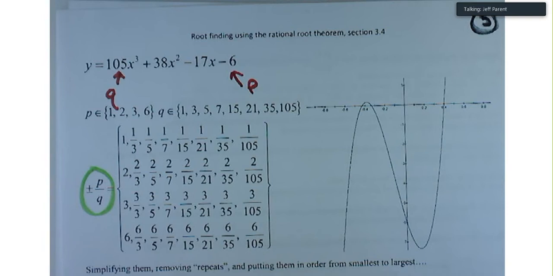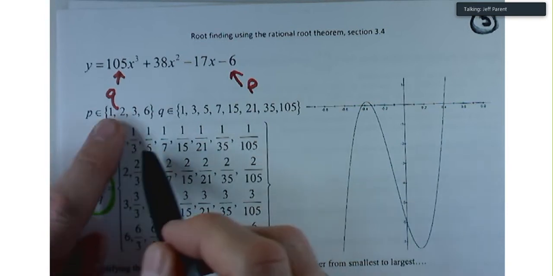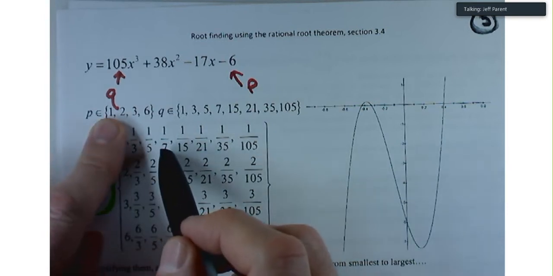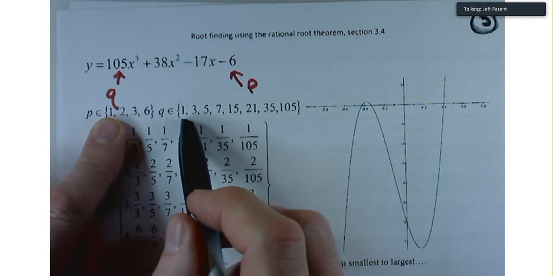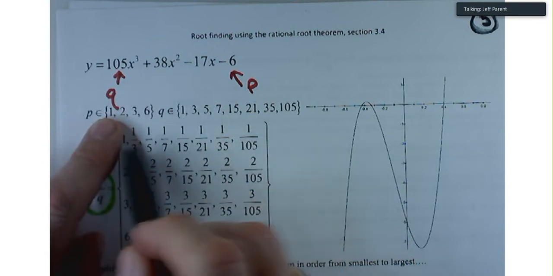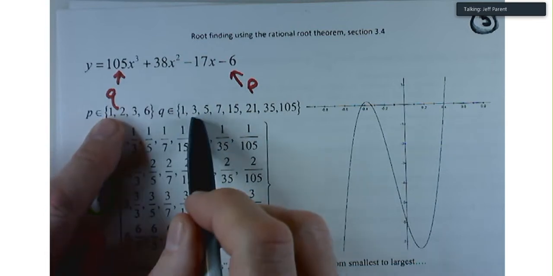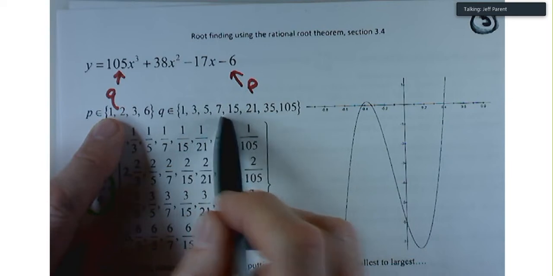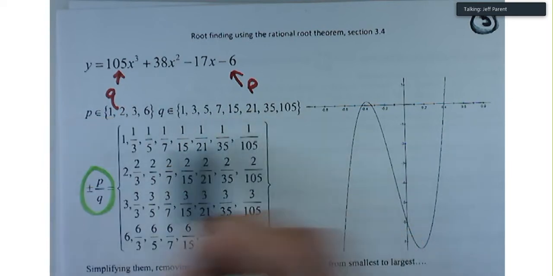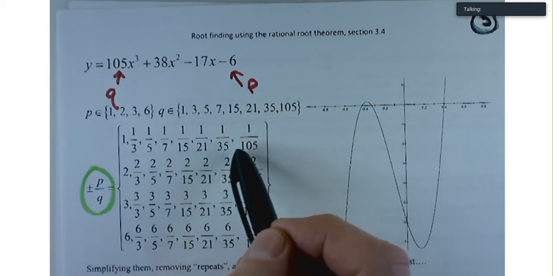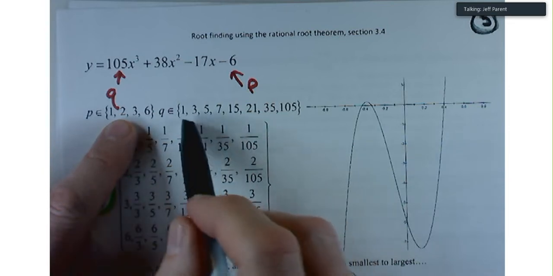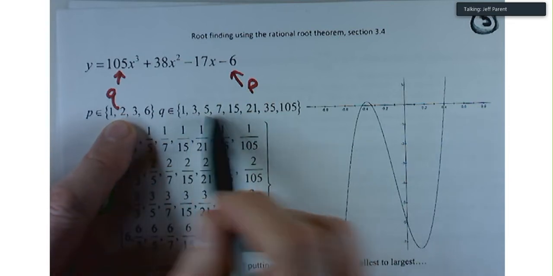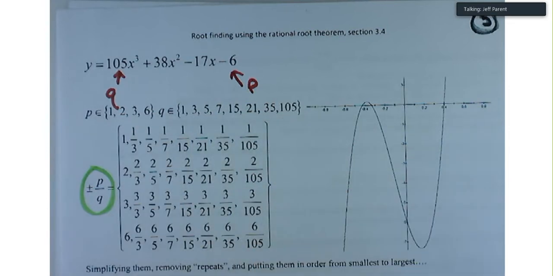So that's a lot. But if you had to do it yourself, you start out with a member of the set of p and divide by q. So 1 over 1 is 1. 1 over 3, and then 1 over 5, 1 over 7, all the way up to 1 over 105, like this. And then you move to the next one, 2 over 1, 2 over 3, 2 over 5, and so on. Now, some of these, what you'll find, are going to give you repeats.